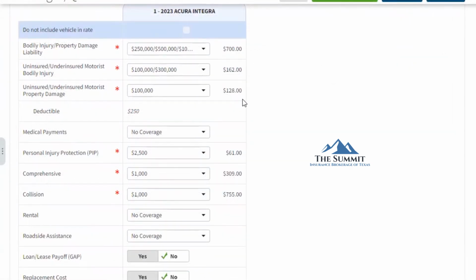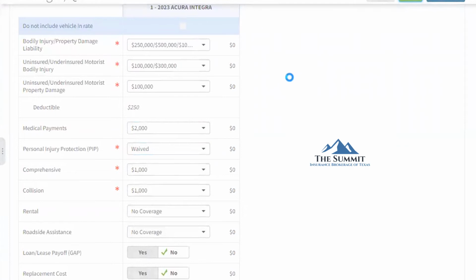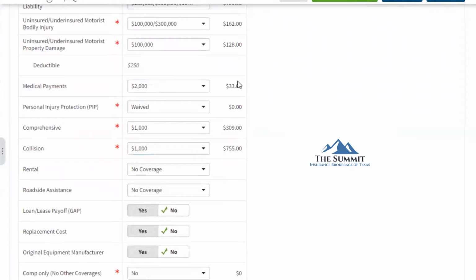So let's take a look at the pricing with medical payments and PIP. The difference here is typically about double the cost. Let's take a look at what it is. So right here, it's $61. Let's keep that in mind. We're going to put that to waive. We'll go here to 2,000. So it's a $500 difference in coverage. So 61 minus 33. So roughly about double the cost, about $500 more in coverage there.